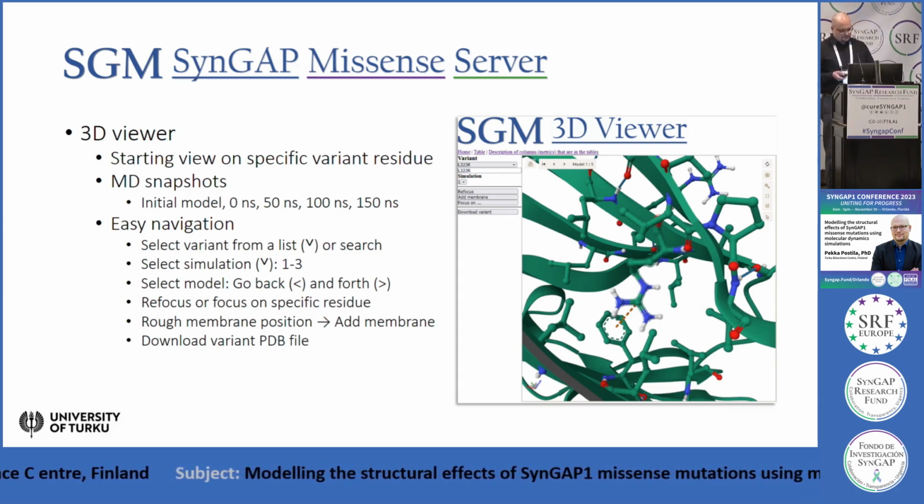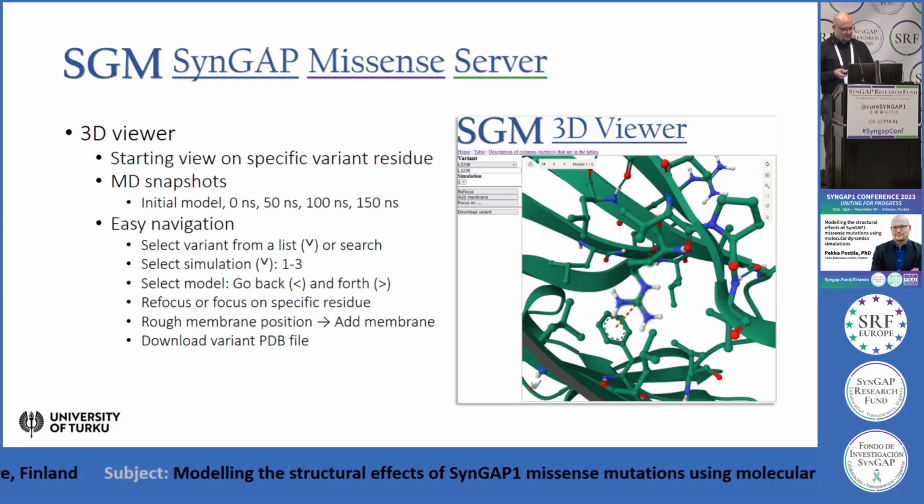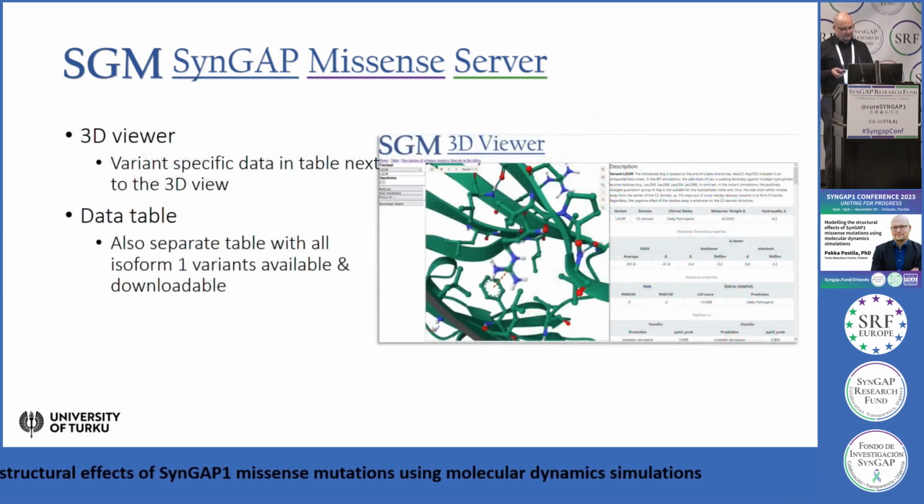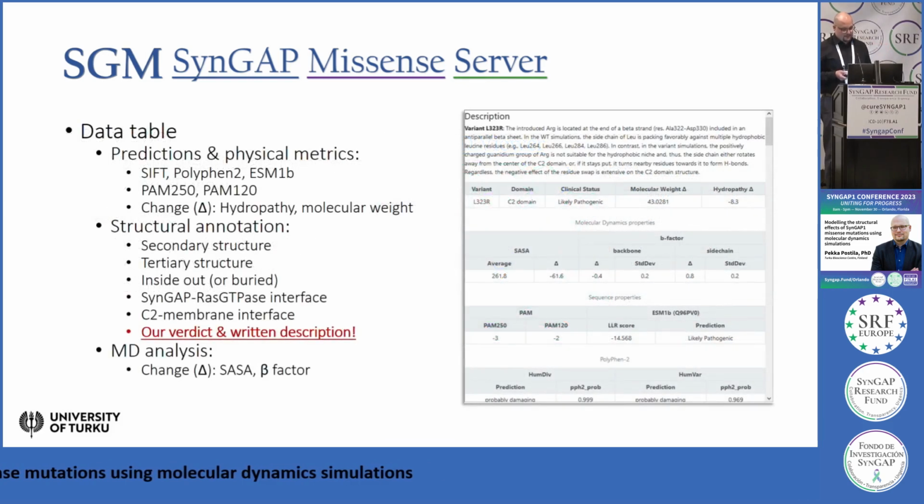And here's the 3D viewer. Obviously more practical when you actually use the mouse and look at it, but what it has is, you can choose any variant, or you can search for it. There's a list there. You can go through different models from the MD simulations from 0 to 150 nanoseconds, so you can see the change, what happens. You can even get the membrane plane showing up, so if you want to see where the membrane would be.